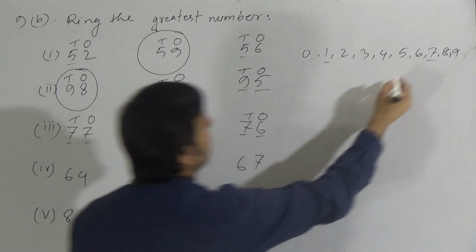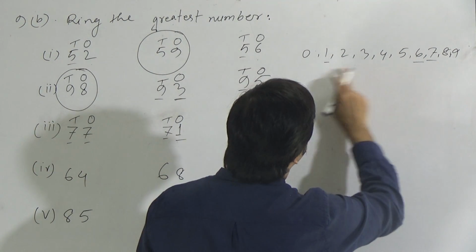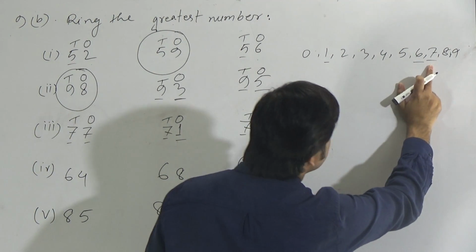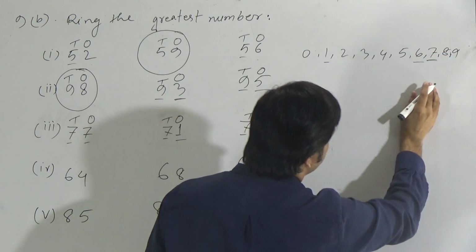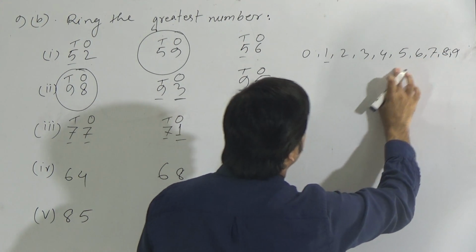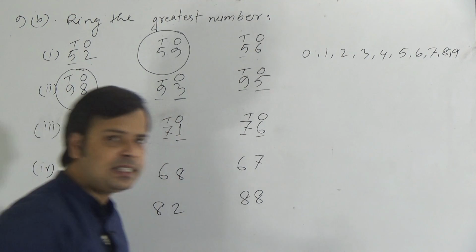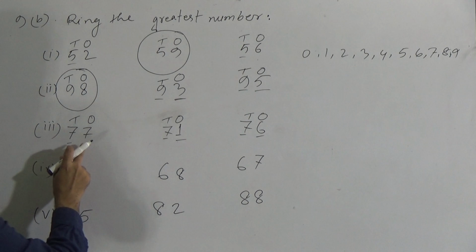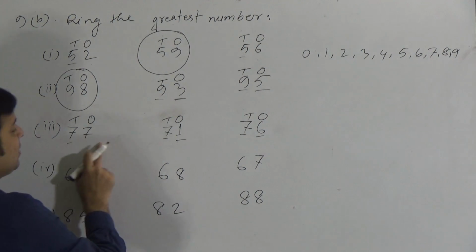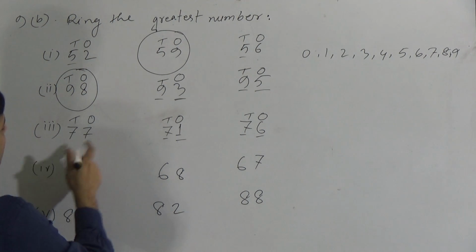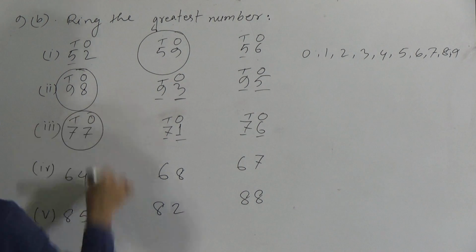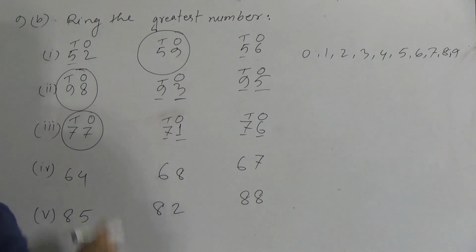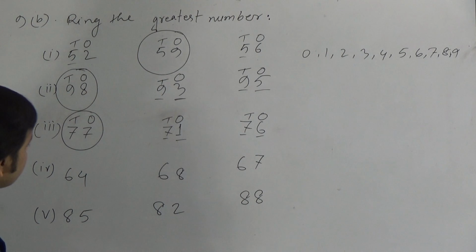6, here is 6. Dear students, among these three, 1, 6 and 7, 7 is the greatest one. So the number containing 7 in the ones place is the greatest one. Which one contains 7 in the ones place? 77. So 7 is in the ones place here. So this is the greatest number. So use a circle on it or use a ring on it.